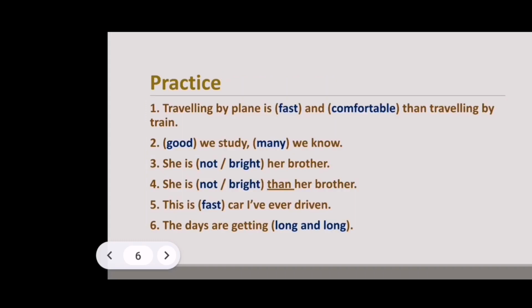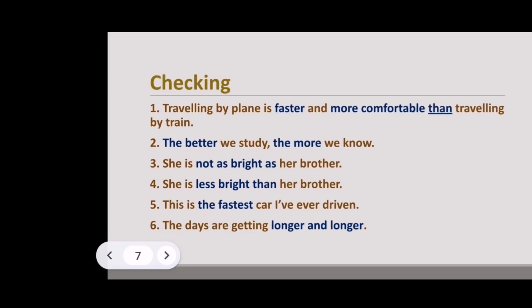Okay, a bit of practice. Let's practice. There are 6 sentences, and each time you can see that the adjectives are in brackets, so it's necessary to think, is it going to be just comparative or superlative, or are there some structures that we can see here in the sentences. So take your time, pause the video and read everything, try to understand what there should be in the sentences. Next slide will be given for you for checking.